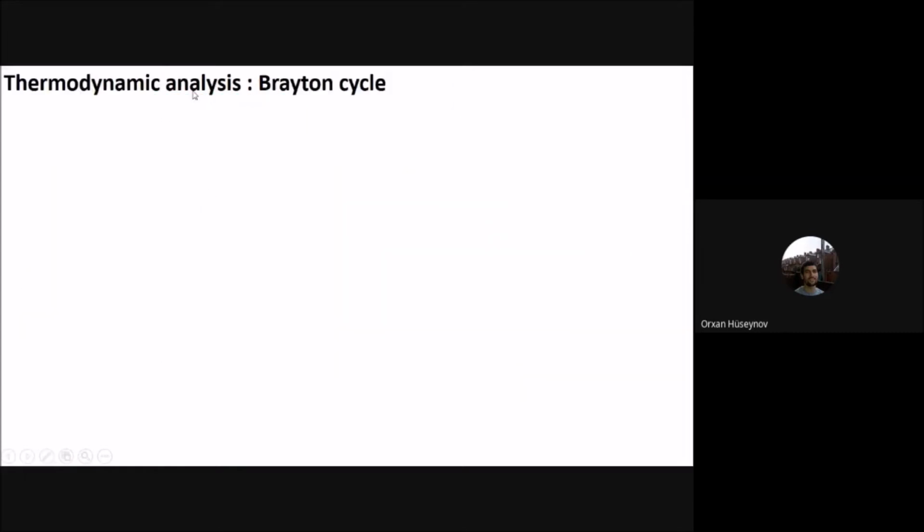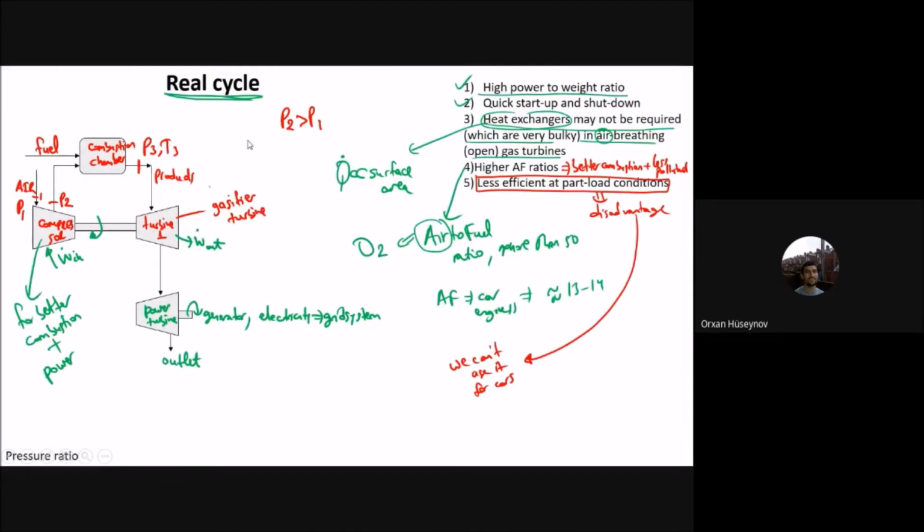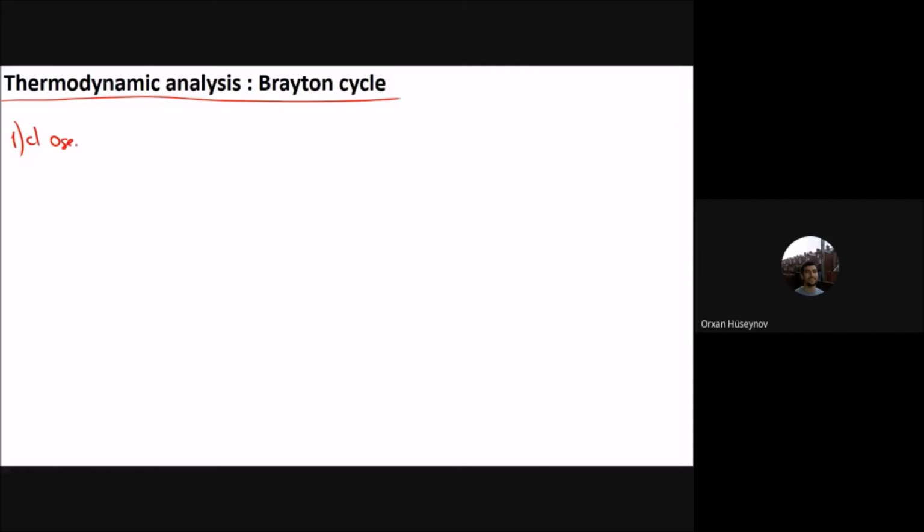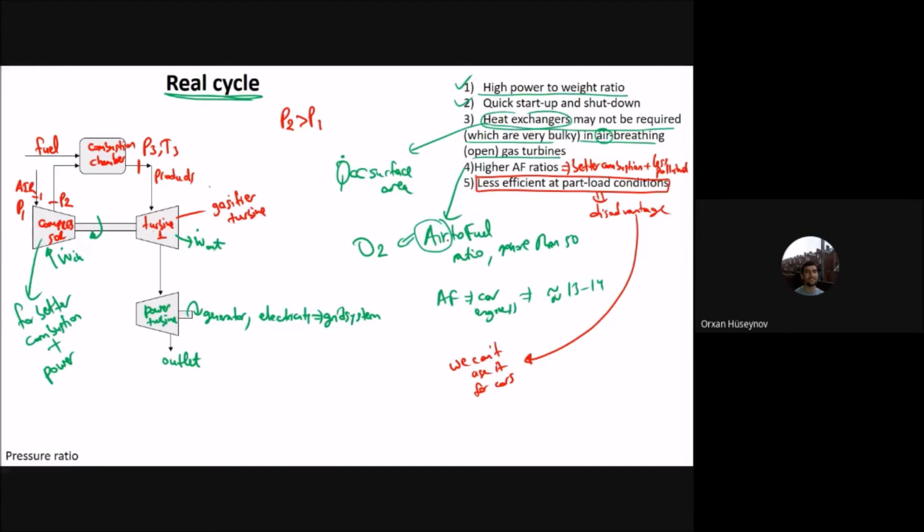Now let's see the thermodynamic analysis of the Brayton cycle. In the real world this is the gas turbine cycle, but in thermodynamics we call it the Brayton cycle. The first thing is that the system is not open, it is closed. The second thing is that we don't consider fuel. We are considering air, but the fuel energy is there. Since the air-to-fuel ratio is more than 50, the fuel part is not so important, so the m dot of fuel is negligible.